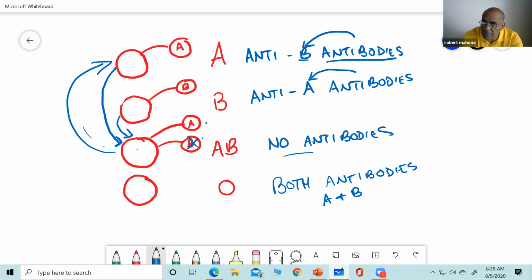Can you put AB blood into a B person? No, because they have A antibodies. So you cannot move AB into either one of these people, but you can put A or B into this person, no problem. Okay. Now, can you put any of these bloods, A, B, or AB, into an O person?